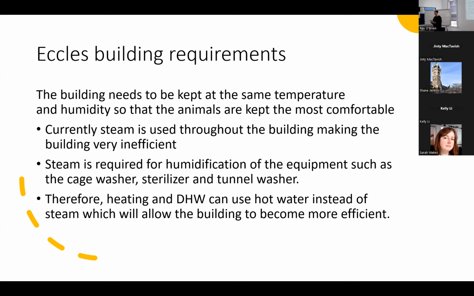The Eccles building heating and humidification needs to be kept on at the same temperature and humidification. This is to ensure that the animals inside are kept the most comfortable. When the building was designed, the pipes in the building were only designed to carry steam, so the pipes fitted will not allow for hot water. But there is not enough room in the walls for hot water pipes to be installed. So for hot water to be used, an additional pipe will need to be installed on the outside of the building. This will be an additional cost, but will be worth it to make more savings in the future.